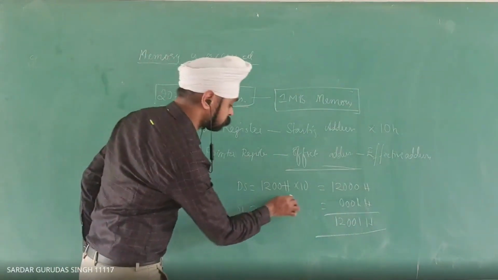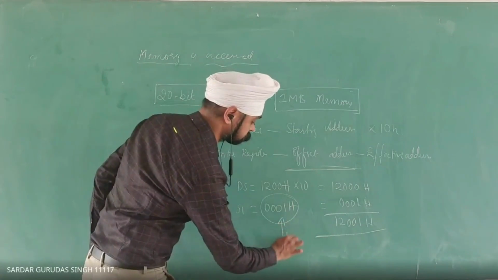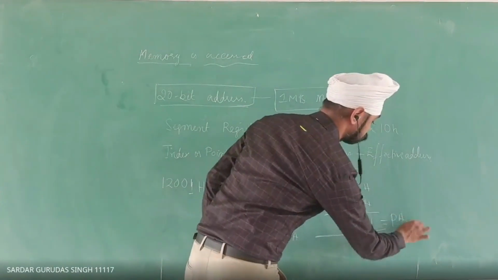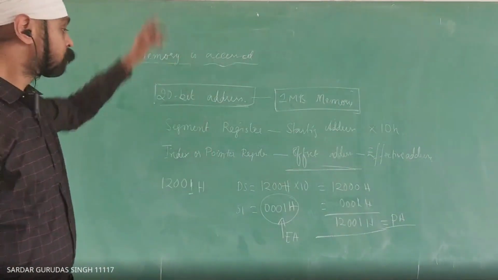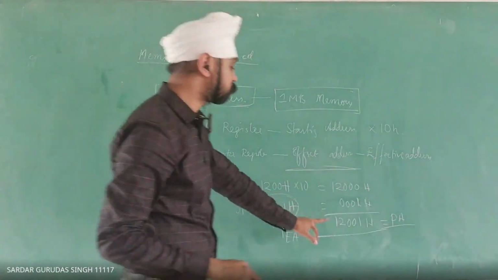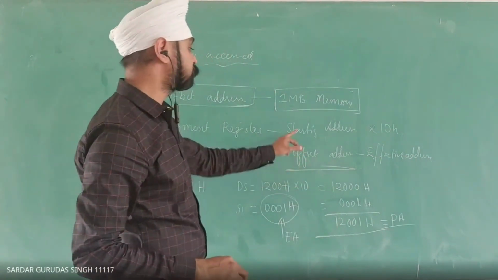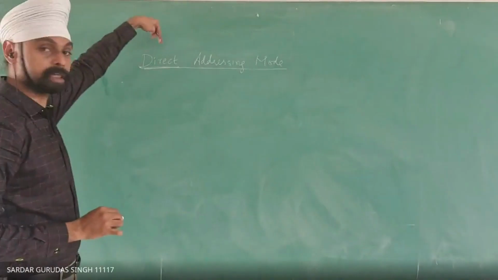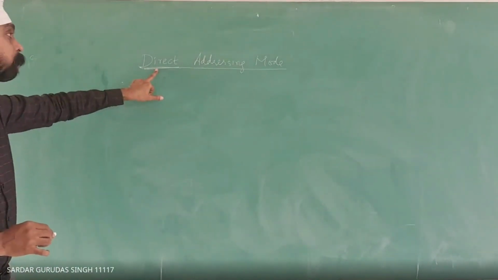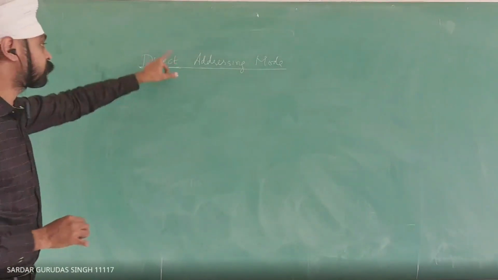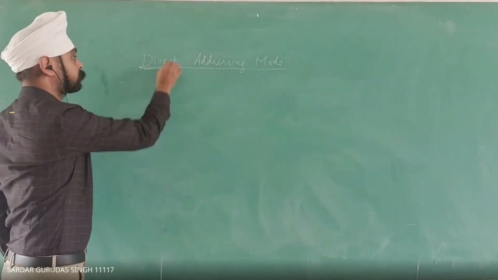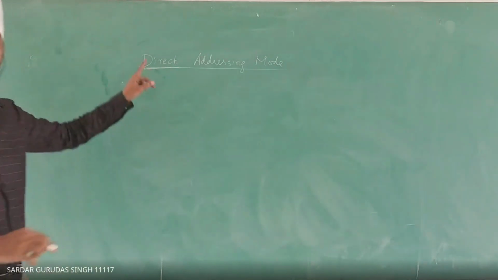Here, this one we call the effective address, and this one we call the physical address. The offset address is also called the effective address. The physical address is calculated with the help of the offset address and the starting address specified in the instruction. The name itself implies it: direct here indicates the effective address of the operand. Direct effective address of the operand.